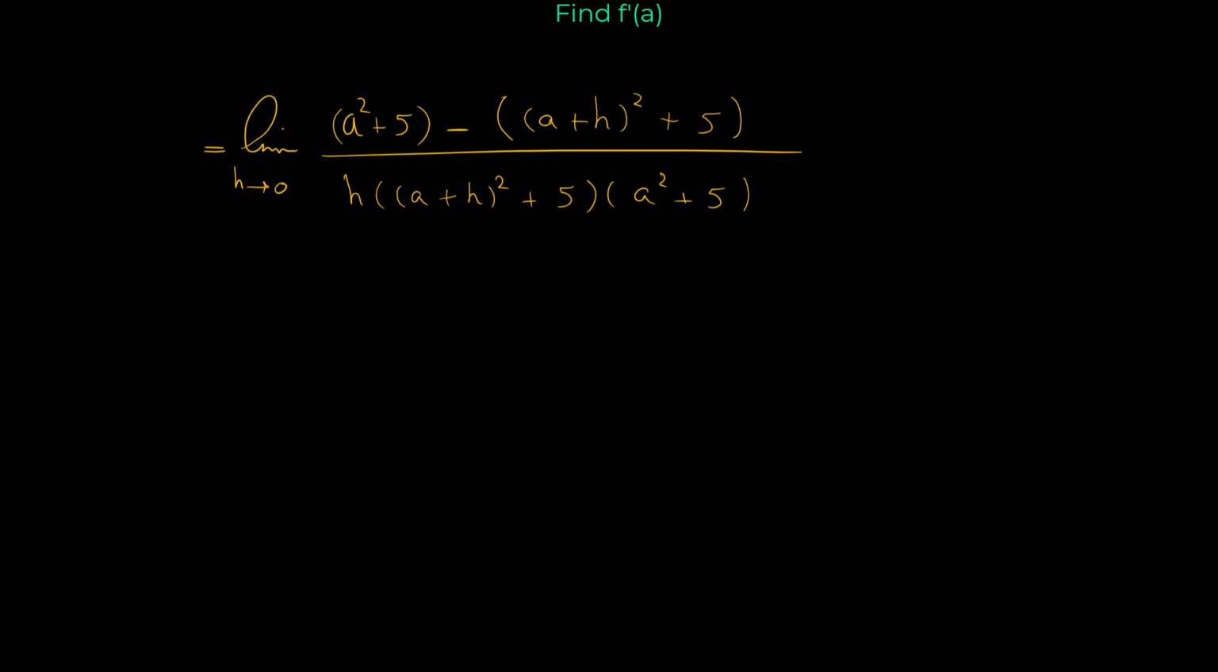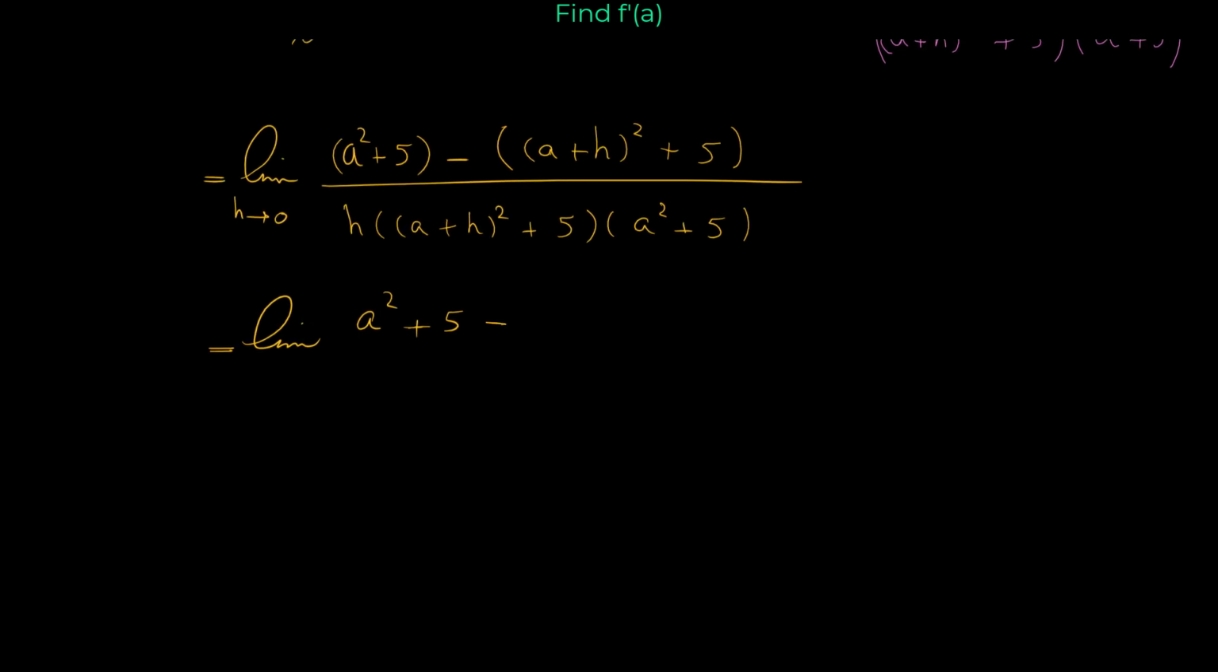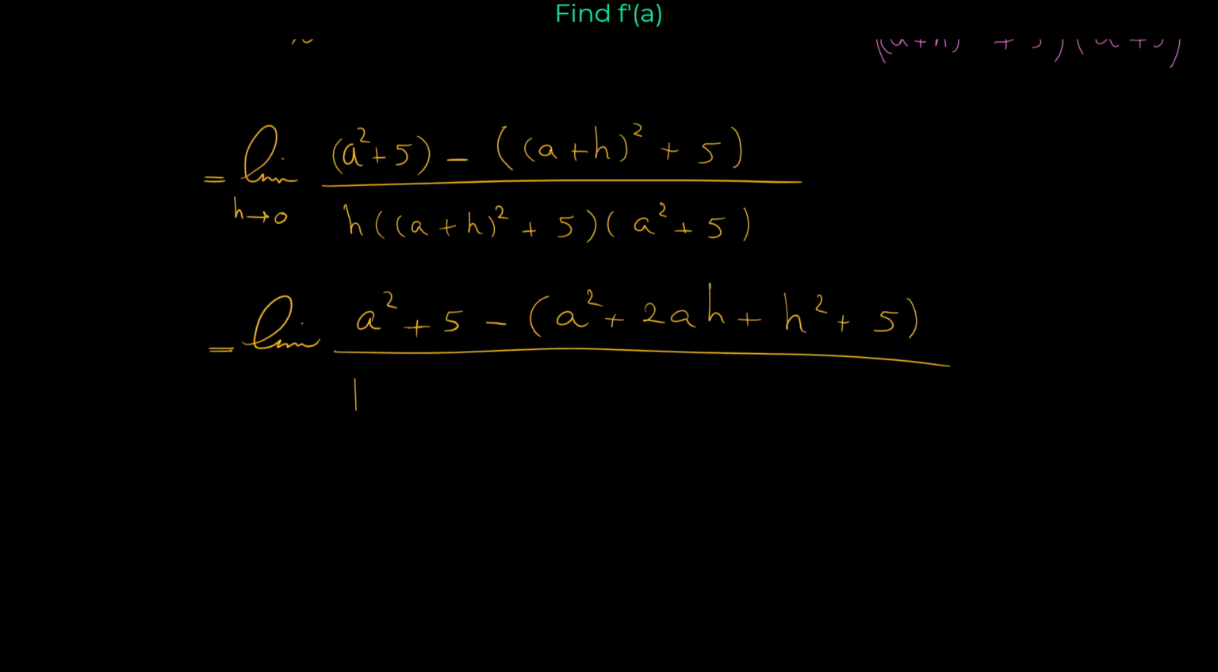So back to our limit. In the numerator we have a to the 2 plus 5. You don't need to put that bracket. Minus, don't forget we have a minus. Then open the bracket, a2 plus 2ah plus h2, plus 5, over h times (a plus h) to the 2 plus 5 times (a2 plus 5), as h approaches 0.